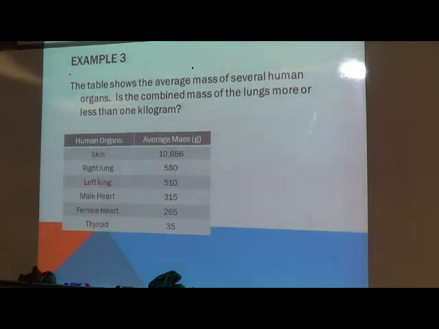Alright, so the table here shows the average mass of several human organs. Is the combined mass of the lungs more or less than 1 kilogram? So I'm going to go ahead and give you a minute. I would like you to copy down that table, please. So take a second, copy that down. And if I move on before you're ready, you always know you can stop the video and pause it and copy it before we move on.